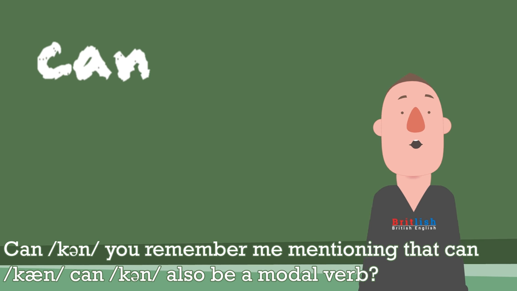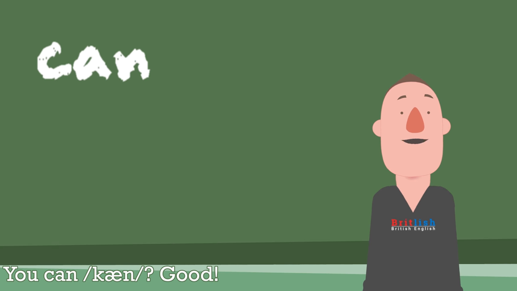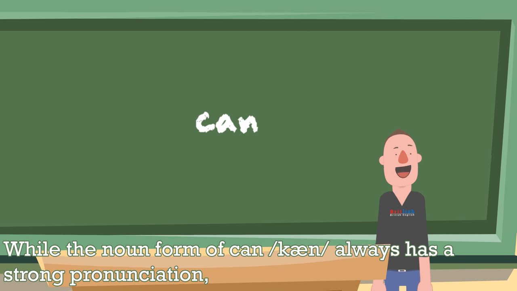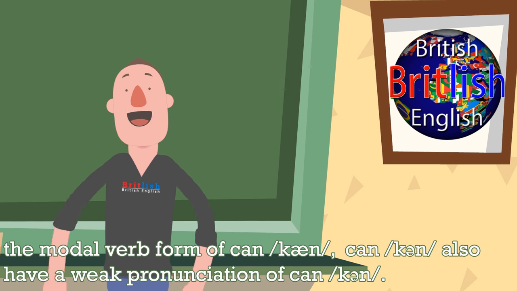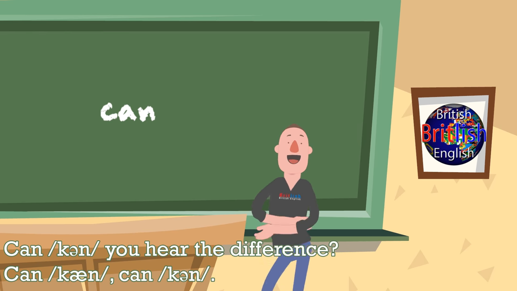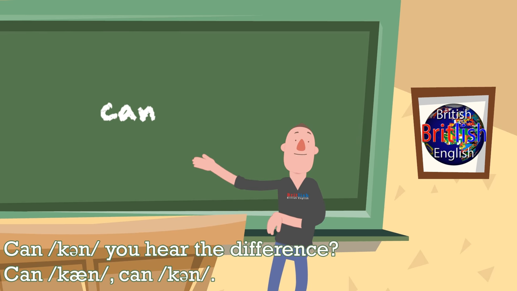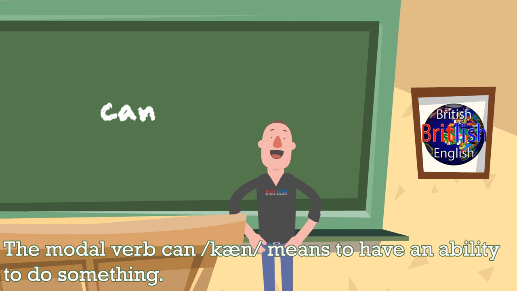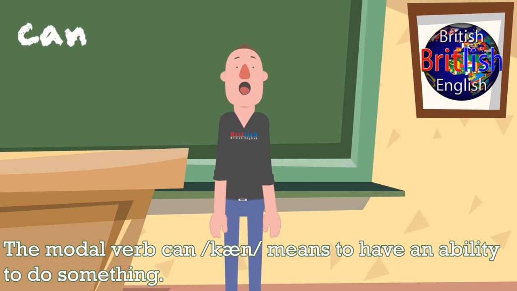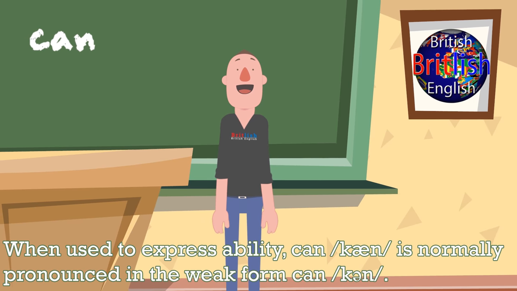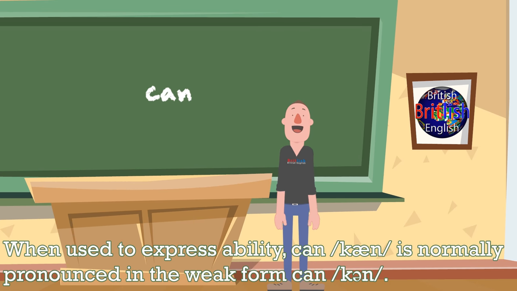Can you remember me mentioning that "can" can also be a modal verb? You can? Good. While the noun form of "can" always has a strong pronunciation, the modal verb form of "can" can also have a weak pronunciation of "can". Can you hear the difference? Can. Can. The modal verb "can" means to have an ability to do something. When used to express ability, "can" is normally pronounced in the weak form, "can".